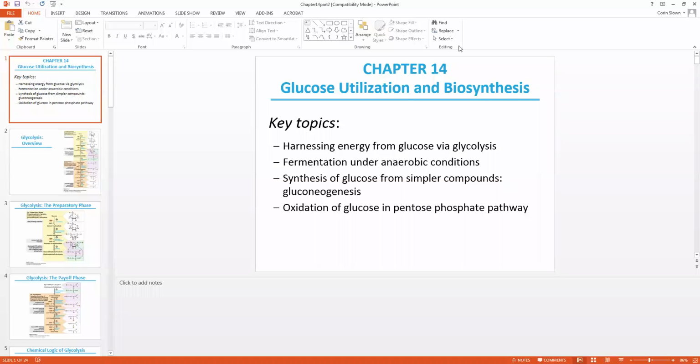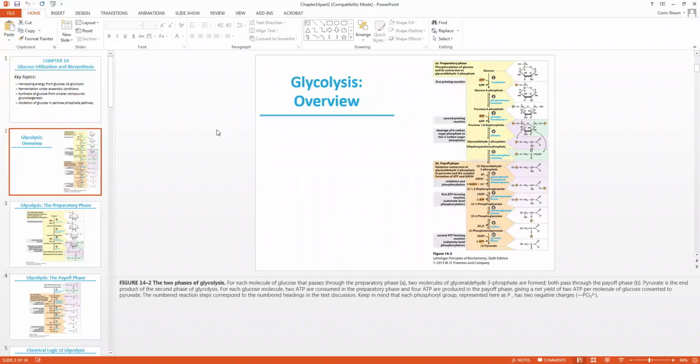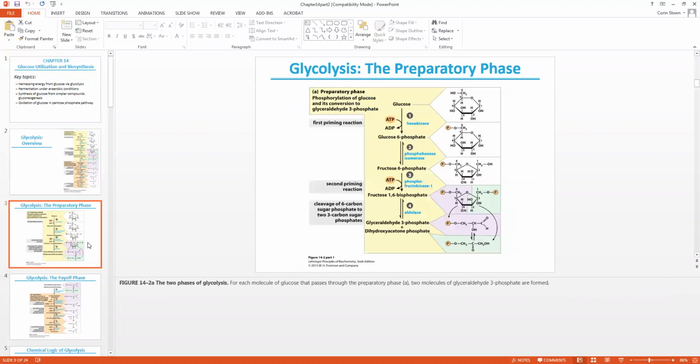So glycolysis has 10 overall steps. This is where we left off last time. We're going to look at those 10 steps, and we're going to focus on the first 5 for this presentation. So during the preparatory phase, what we really see is the conversion of glucose via hexokinase to glucose 6-phosphate.